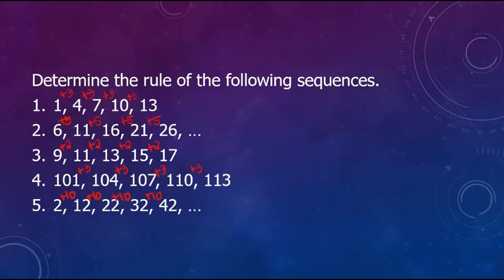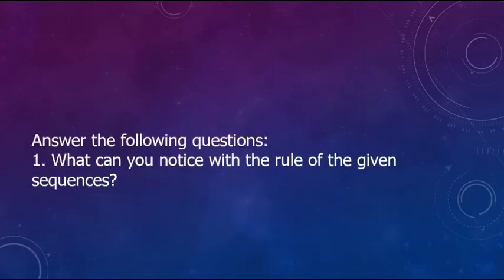Pare-pareho na yung number or yung amount na ina-add nyo para makuha yung kasunod na term. Sa number 1, nag-add ka ng 3, all throughout, 3 na yung inad. Sa number 2, nag-add ka ng 5, all throughout, 5 na yung inad. So, hindi nadadagdagan yung ina-add nyo, hindi rin nababawasan yung ina-add nyo. Constant. Pare-pareho yung amount na ina-add nyo para makuha yung next term.